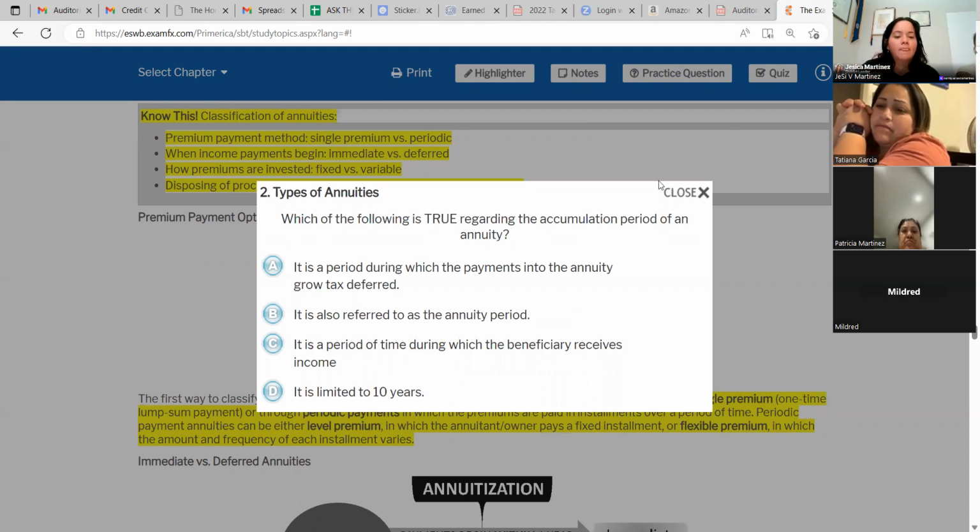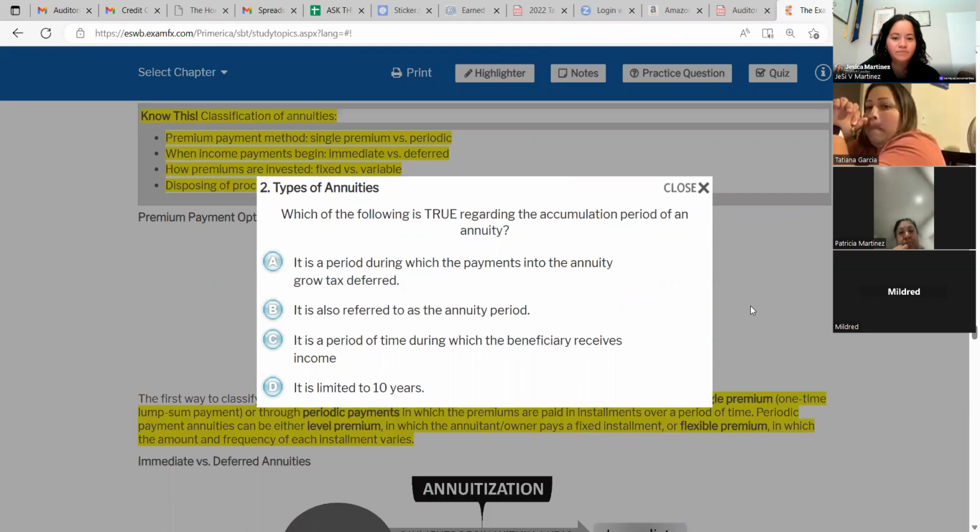B, or A. Ellie was asking me, what does it mean to be tax deferred? So it means you're growing tax deferred, that you're going to pay taxes on the growth of it once you start getting the money out. It refers to the annuity period. I think it's A, but I'm going to put B because you guys say B. You guys say B? Yes. I'm between those two, A or B.